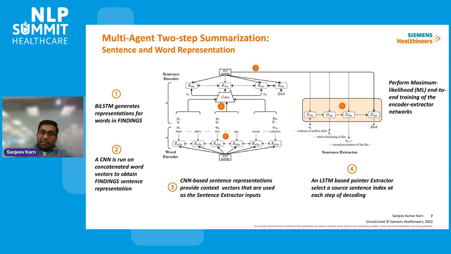We train this sentence extractor with maximum likelihood training. What we do is we take these selected sentences and match them with the salient sentences. These are the ground truth salient sentences that are given to the model, and if it manages to extract all those sentences, then the model is trained properly.